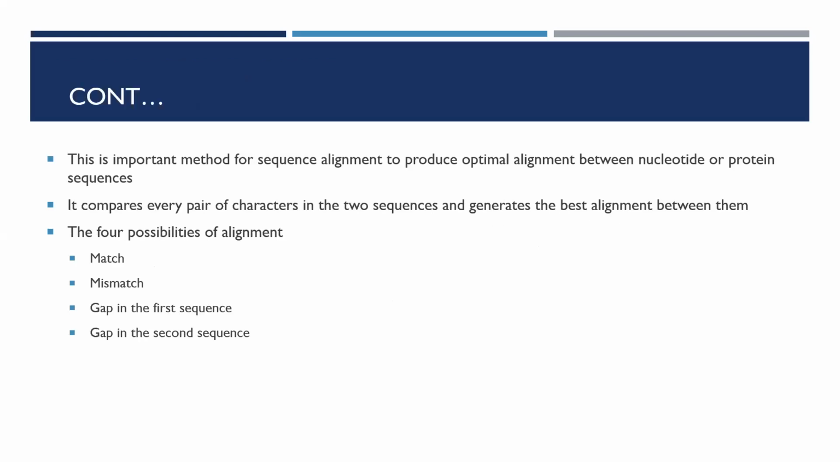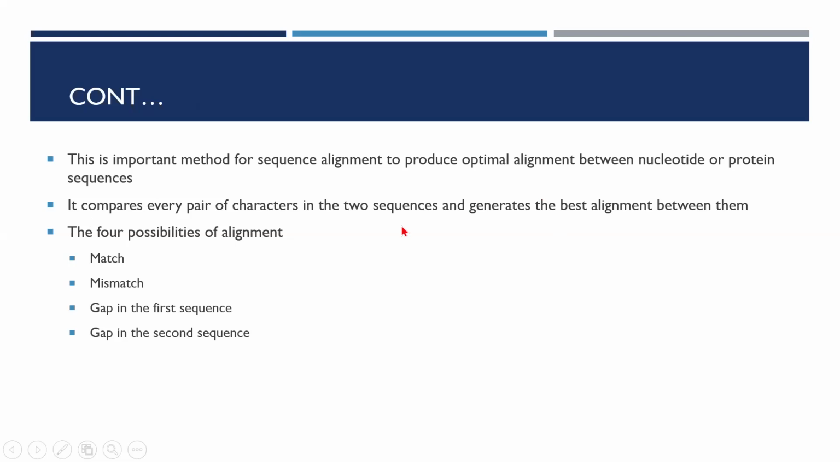Moving on, this dynamic programming method is considered a very important method of sequence alignment in order to produce the optimal alignment between the two sequences under consideration. These two sequences could be nucleotide or protein sequences. This method compares every pair of characters in the two sequences and generates the best alignment between them.